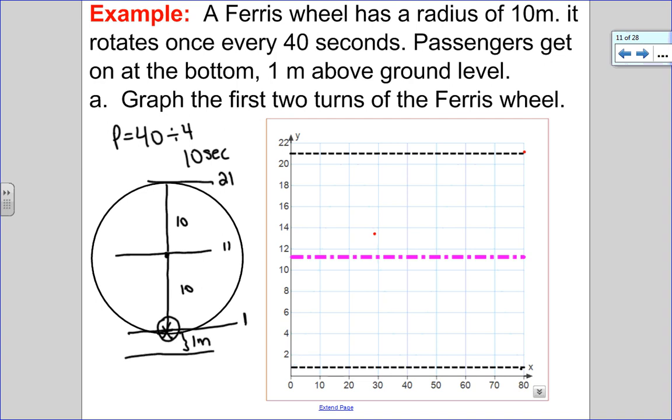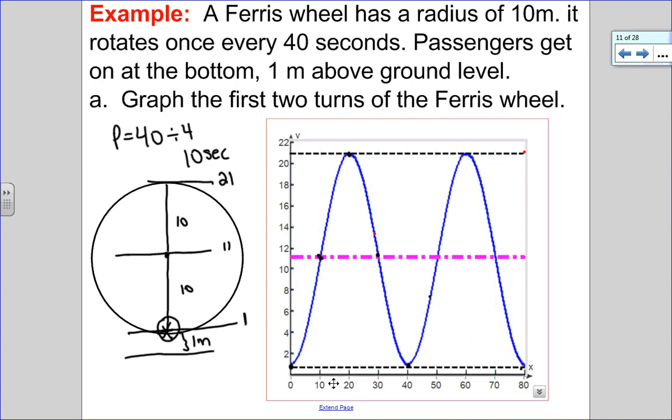So I get on here at the bottom. 10 seconds later, I'm at the midline. 10 seconds later, I'm at the max. 10 seconds later, I'm at the midline. 10 seconds later, I'm at the minimum, and then the graph repeats itself. So if I wanted to do the first 2 turns of the Ferris wheel, it would look like that. So you can see I'm connecting all my dots, and then I just repeat that cycle again.